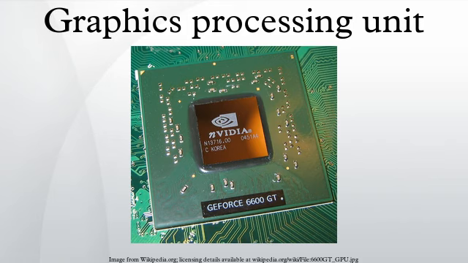Modern GPUs are very efficient at manipulating computer graphics, and their highly parallel structure makes them more effective than general-purpose CPUs for algorithms where processing of large blocks of data is done in parallel. In a personal computer, a GPU can be present on a video card, or it can be on the motherboard or in certain CPUs on the CPU die.